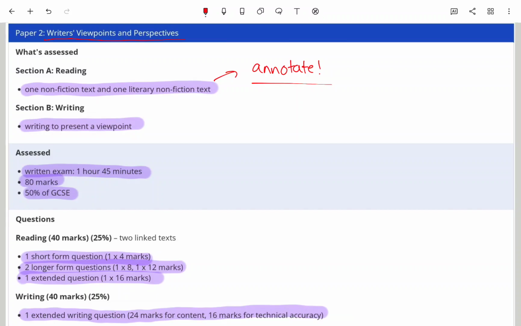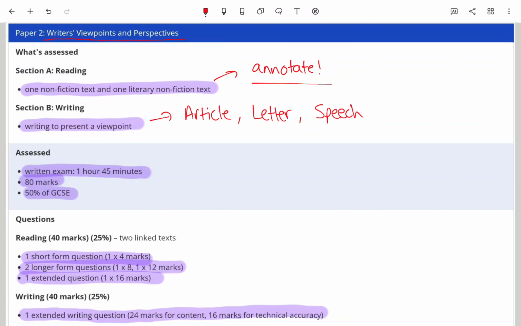And for Section B, as mentioned, it's your writing, and specifically it's your transactional or persuasive writing. So you are writing to present a viewpoint. Again, that could be a letter, a leaflet, a speech, etc. The most common ones, to be honest with you, are an article, a letter, or even a speech. The other two, not as common, are a leaflet and an essay. So it's important you start practicing these forms of text.